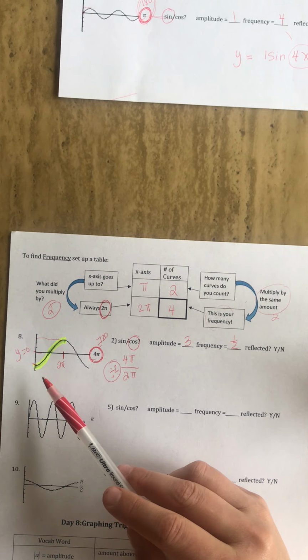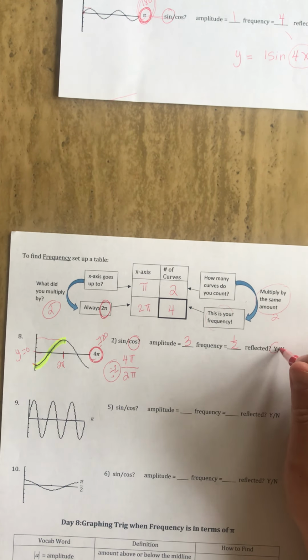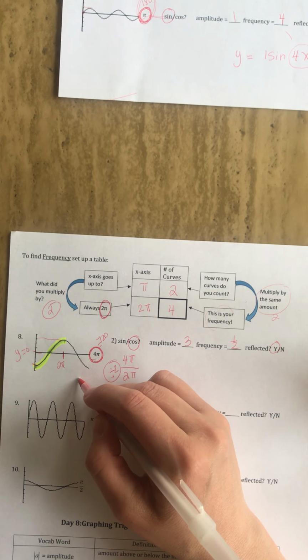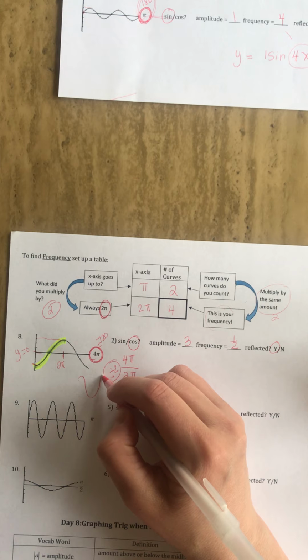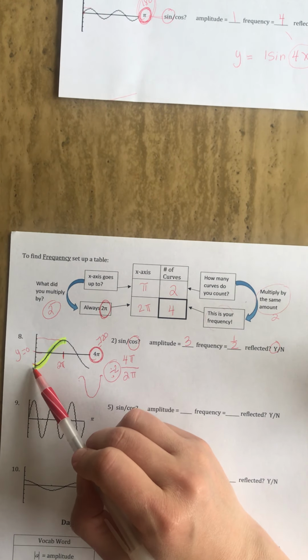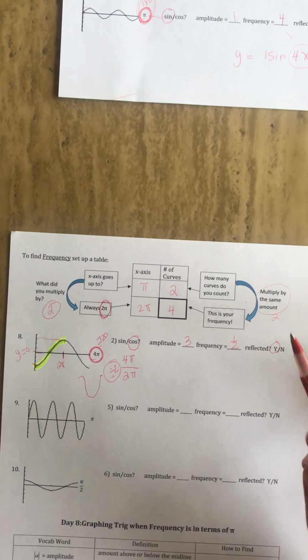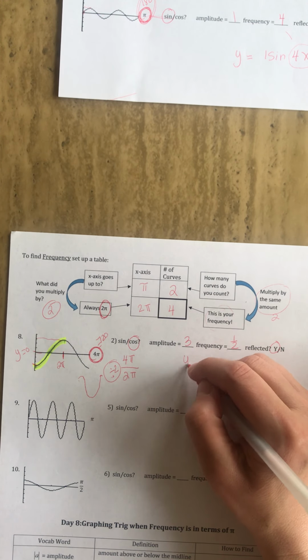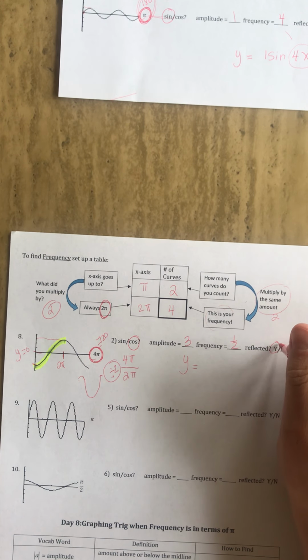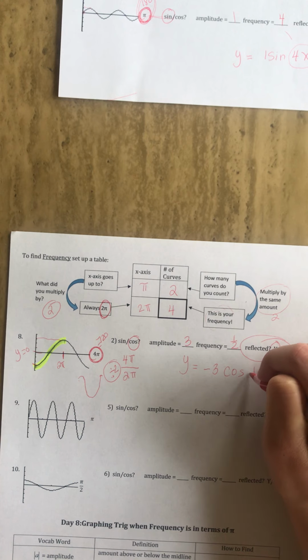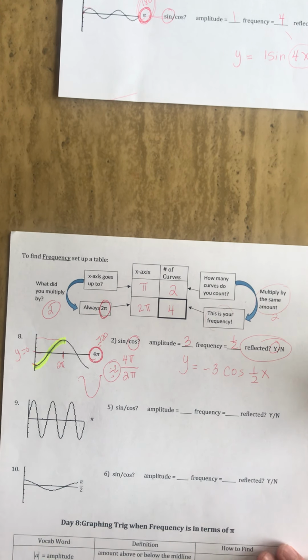Was it reflected? Yes. You guys can see that this cosine curve will usually start at the amplitude and end at that amplitude up there. If it's reflected or flipped, you guys can see it'll start in that other direction and move that way. So you guys can take your equation, y is equal to, don't forget this represents -3 cosine 1/2 x.